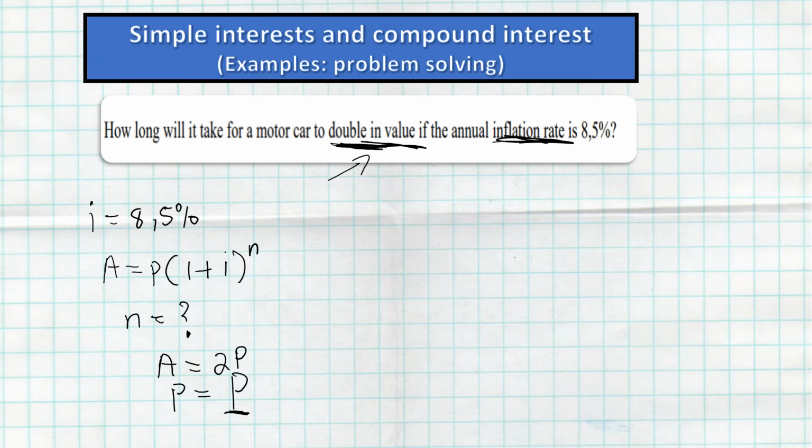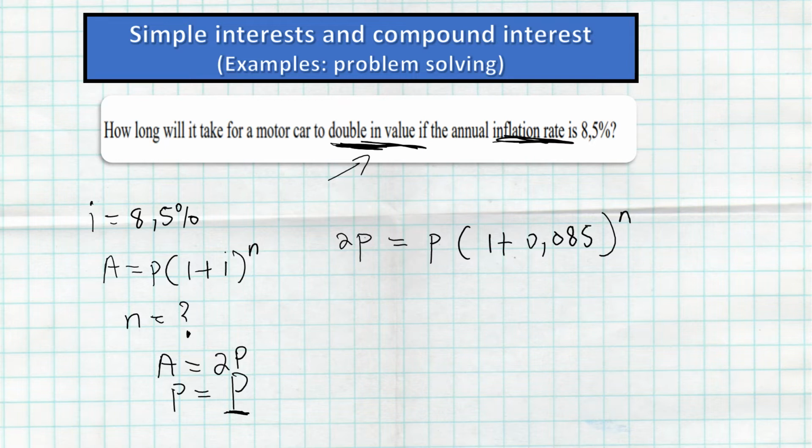So we can go and substitute. Where there is A, I'm going to put 2p because they say to double in its value. Where there is p, it will remain p. 1 plus the interest is 8.5, so 8.5 divided by 100 is 0.085, exponent n.